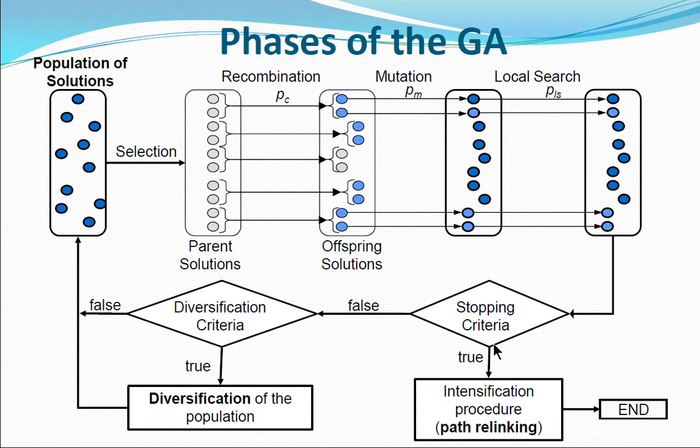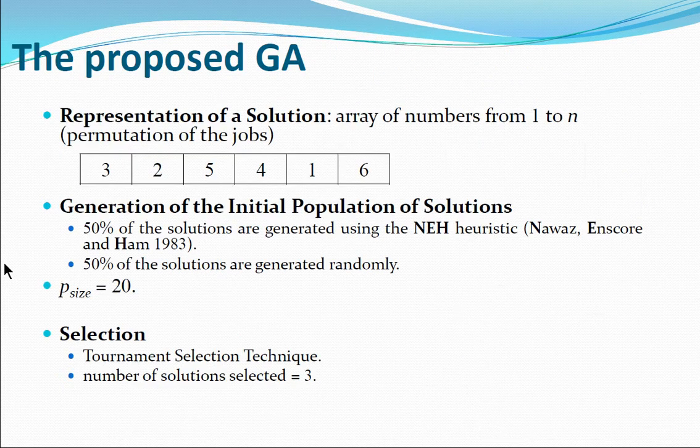If a stopping criterion is not reached, we go on with the execution of the algorithm, trying to apply a diversification criterion, a diversification of the population. If the stopping criterion is reached, we apply the intensification procedure using the path relinking technique. And in the end, we return the best solution obtained in all generations of the genetic algorithm.